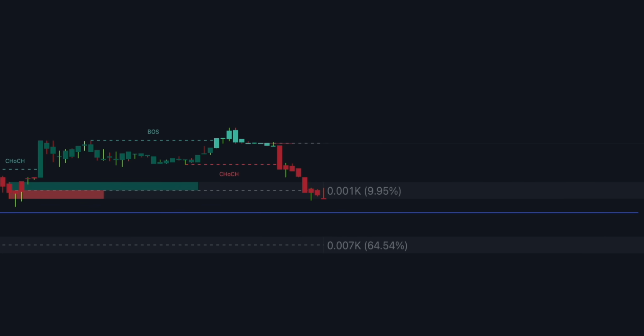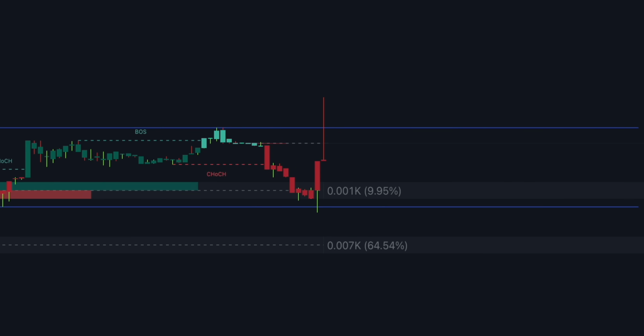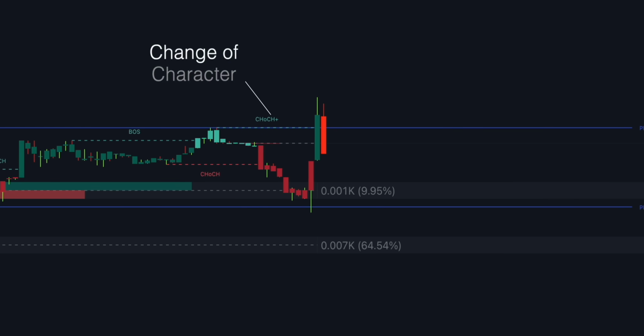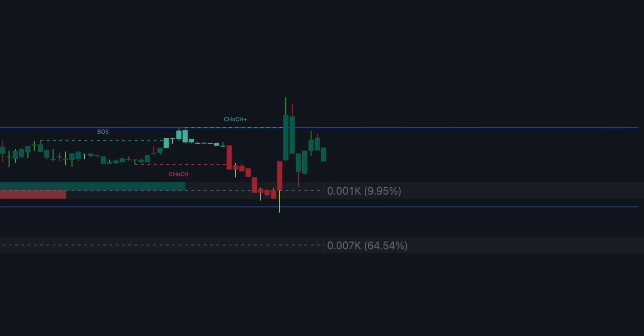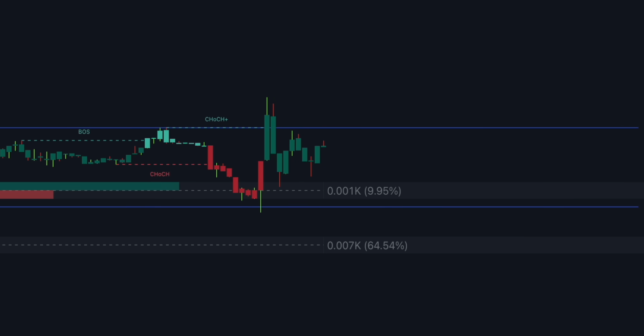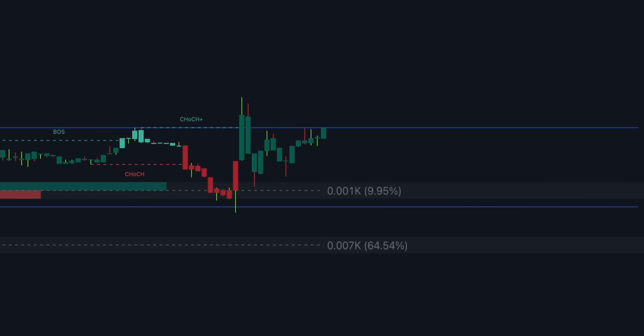Those include market structure labels such as bullish and bearish change of character and break of structure. Here's how it works. If the previous high is broken for the first time after a downtrend, the indicator recognizes it as a bullish change of character. When this happens, the candlesticks change color from red to dark green. In other words, this is a mild buy signal.